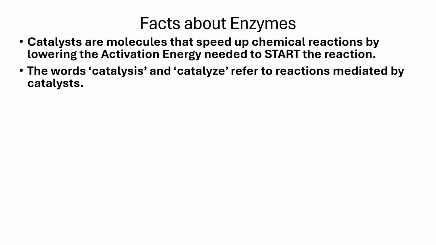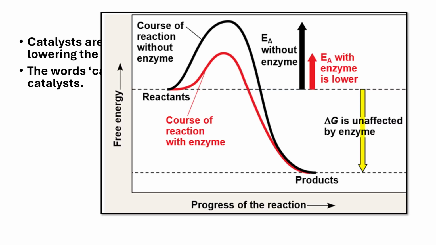So first of all, enzymes, of course, are members of a class of chemical molecules called catalysts. Catalysts are molecules that speed up the rate at which chemical reactions occur, usually by lowering the amount of activation energy that is necessary in order to start the reaction. And the words catalysis and catalyze refer to doing this. They refer to reactions that are sped up with the help of catalysts.